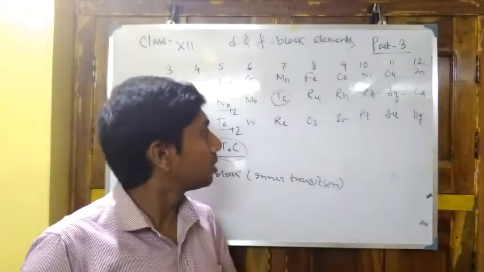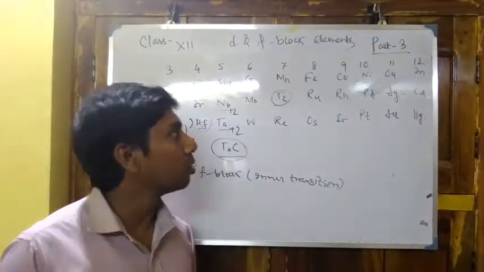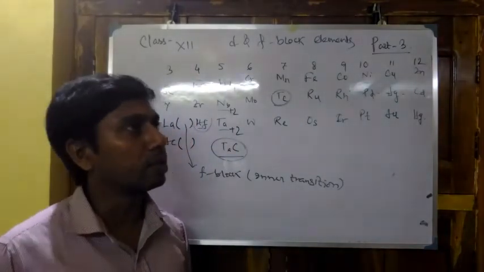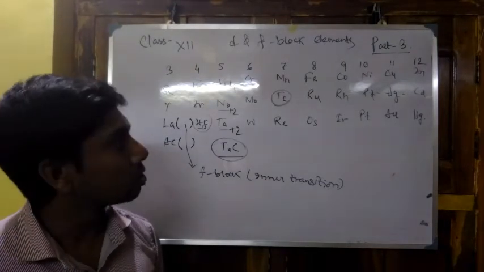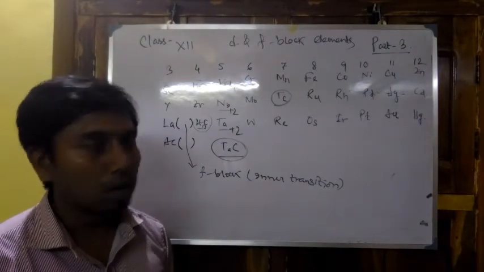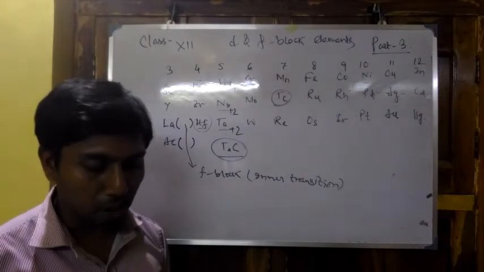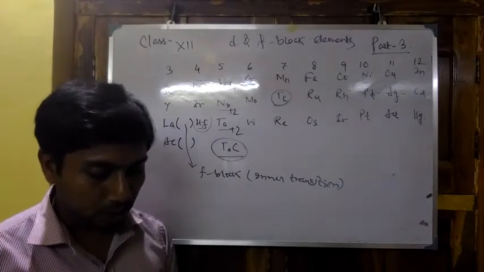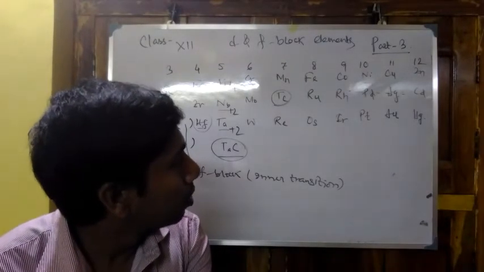Next one, group 8, that is a very important group, because iron is there. Iron is known as the backbone of the industry, and here the oxidation state of iron is +2, +3, etc., and it forms a large number of compounds. Next, the cobalt group: cobalt, rhodium and iridium.